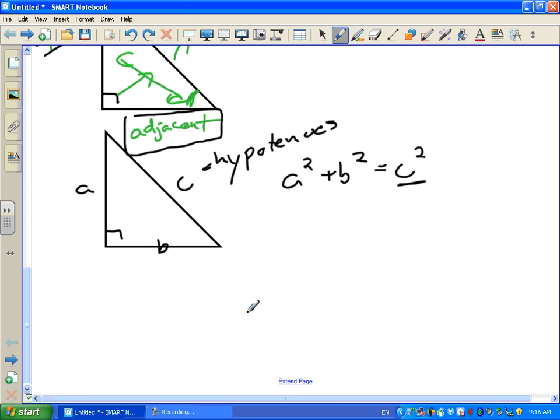Okay? So if I was to label this triangle, when I go to plug in this formula, I know the hypotenuse is equal to C. That's the only one that's extremely important. They have to get that right. The other two, it doesn't matter what I call A and B. The formula will always work out.